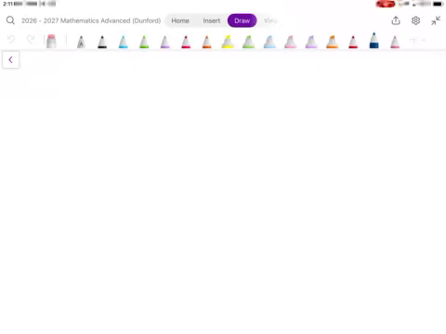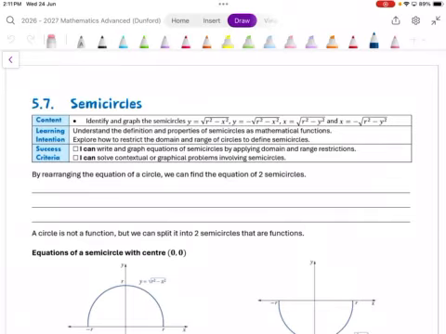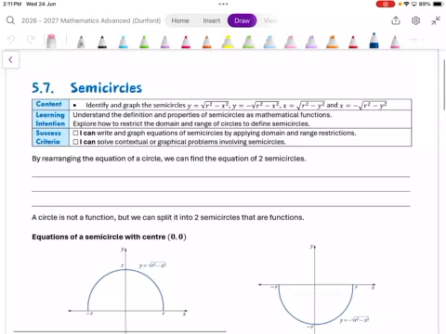Semicircles today when it pops up. What we have with semicircles is we can arrange the equation of a circle to find the equation of two semicircles. Now, what we do is we just start off with our equation that has a centre of 0, 0 and a radius of r. So we'll have x squared plus y squared equals r squared.